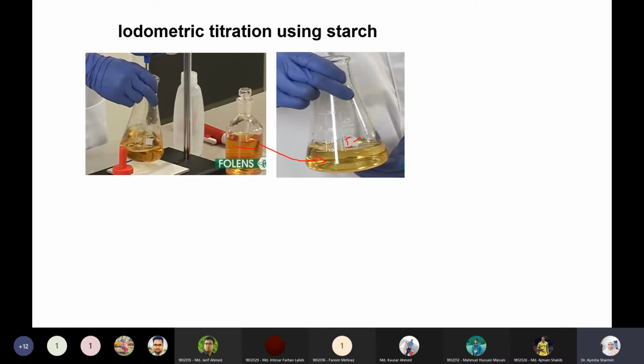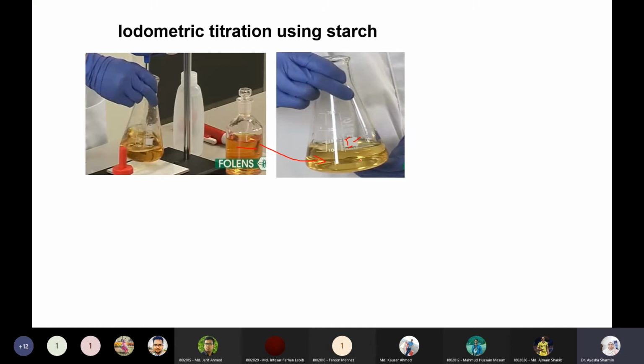So starch does one more thing. It makes an inclusion complex with the iodine, and some iodine can get inside the starch's macromolecular structure and get stuck there. If that happens, you will not get a sharp endpoint. So that's why we add the starch at the end of the reaction when it becomes so light in color, so a smaller concentration of iodine is present.